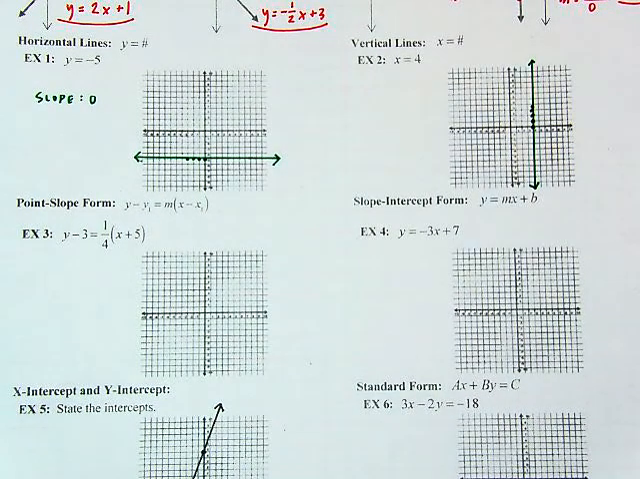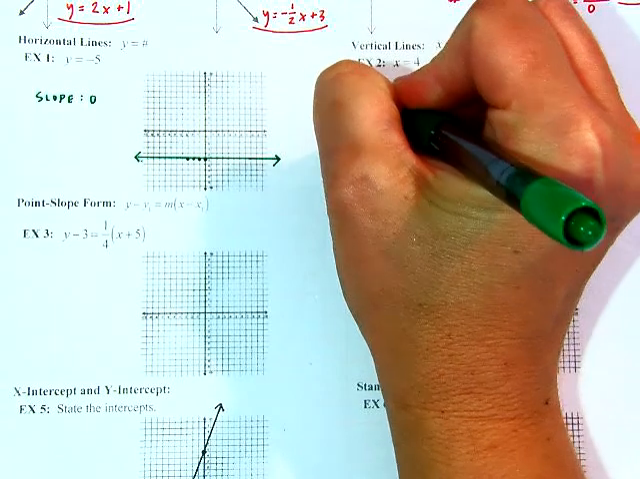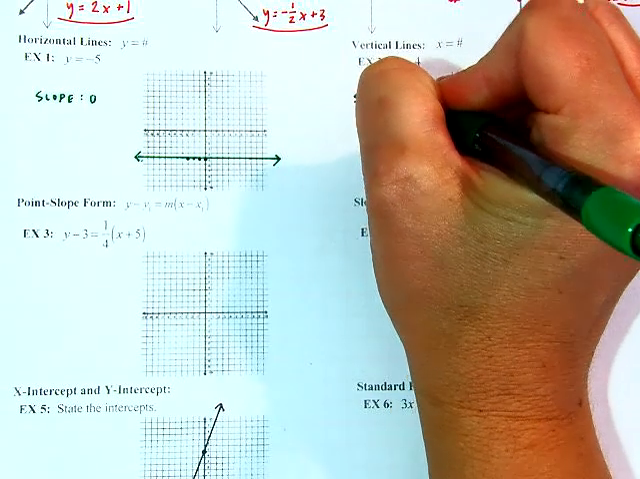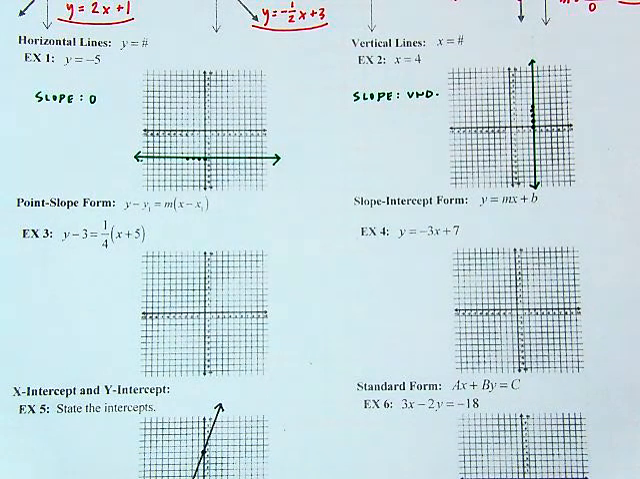Okay, and whenever we have a vertical line, our slope is undefined. So I just want to remind you of that. Slope is undefined. We have a whole lot of rise, but we have 0 run. And whenever we have 0 on the bottom of a fraction, right, that is undefined.